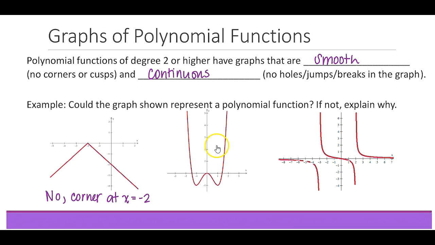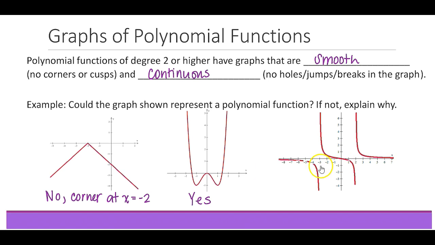The second example here, we do have a smooth graph, so we don't have any corners or cusps, which are basically sharp turns. We have these nice smooth turns. And we are continuous, so I can draw this particular graph without ever lifting up my pencil. There are no holes, jumps, or breaks in the graph. So the answer here is yes, this could represent a polynomial function.